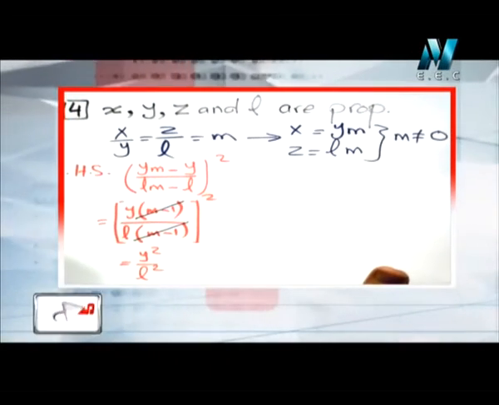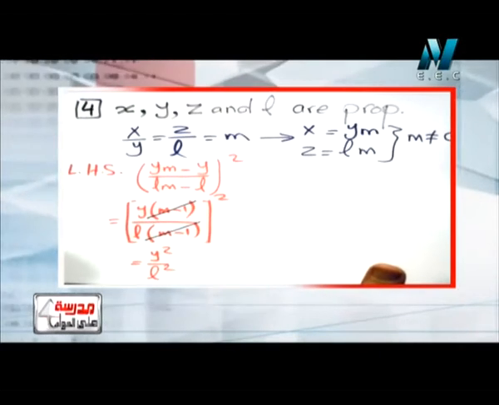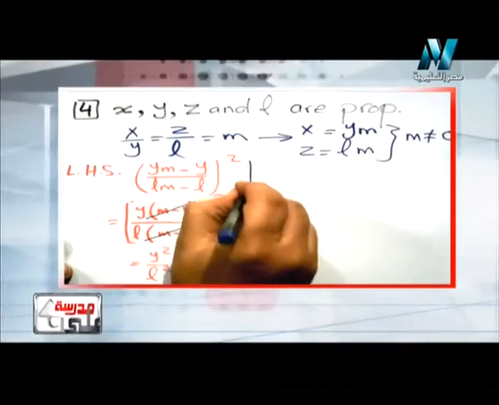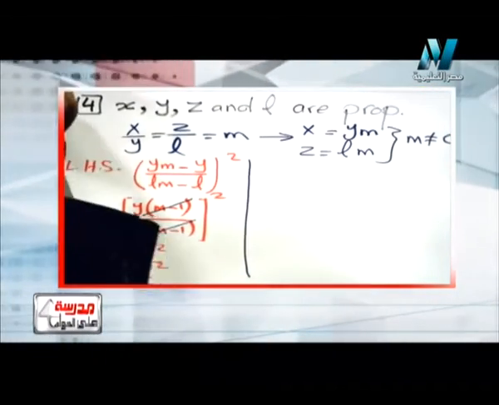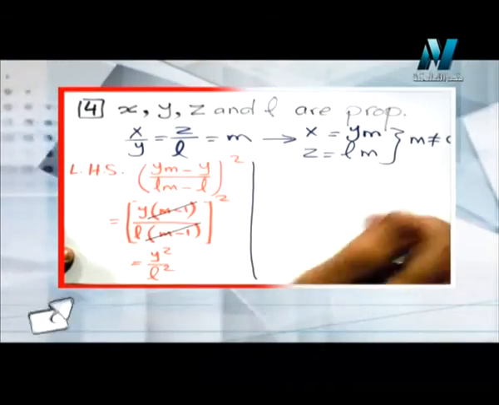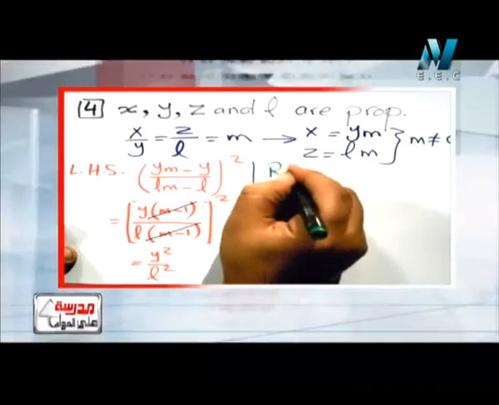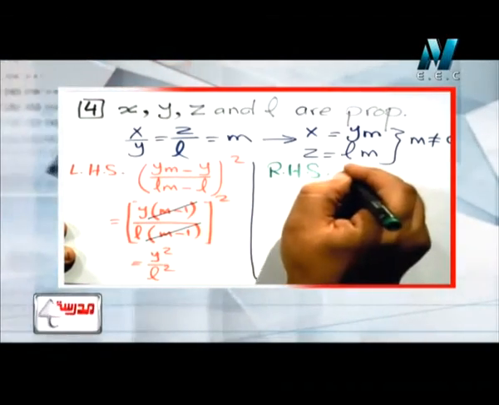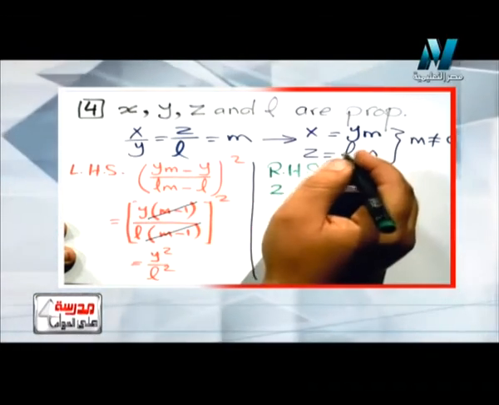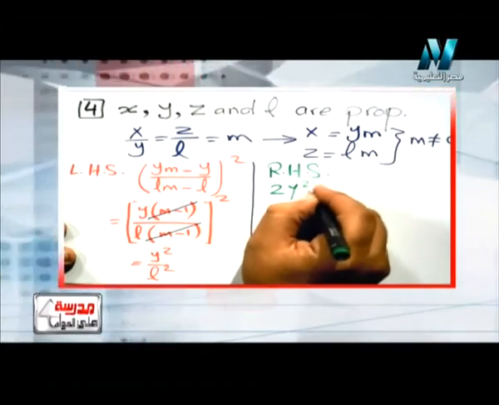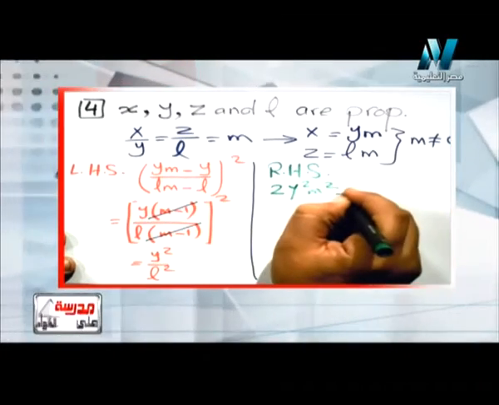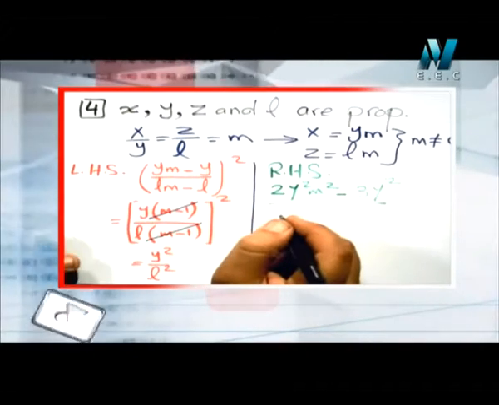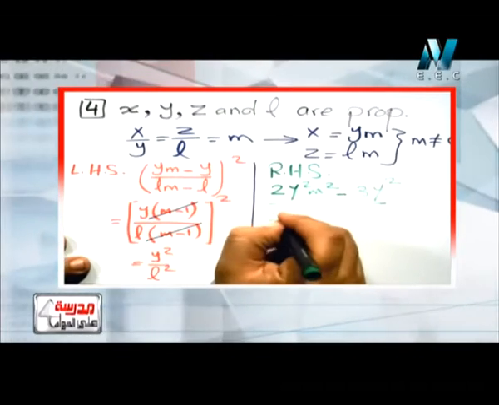Now I'm going to work on the right-hand side. So for the right-hand side, we have 2x squared. I'm going to write it here. So this is for the right-hand side, and for the right-hand side, we have 2x squared. So I'm going to replace x by ym. So it's 2y squared m squared minus 3y squared over, down we have 2z squared, which is 2l squared.